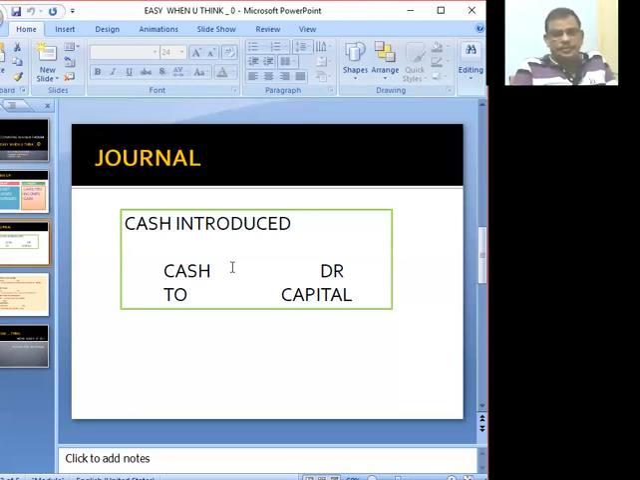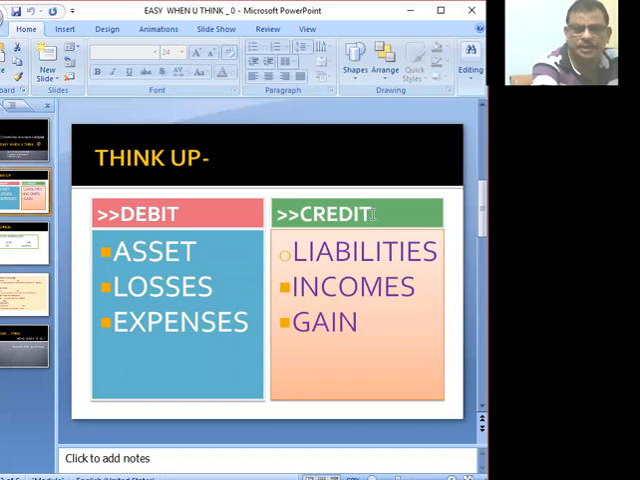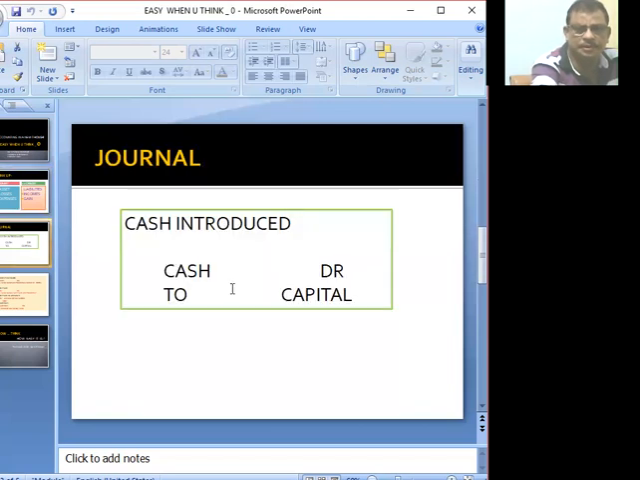Then what will be the next? The credit side. Obviously it will be in the credit capital format, because it is a liability for the business. You see, the liabilities are on the credit side. So I think this is very clear.